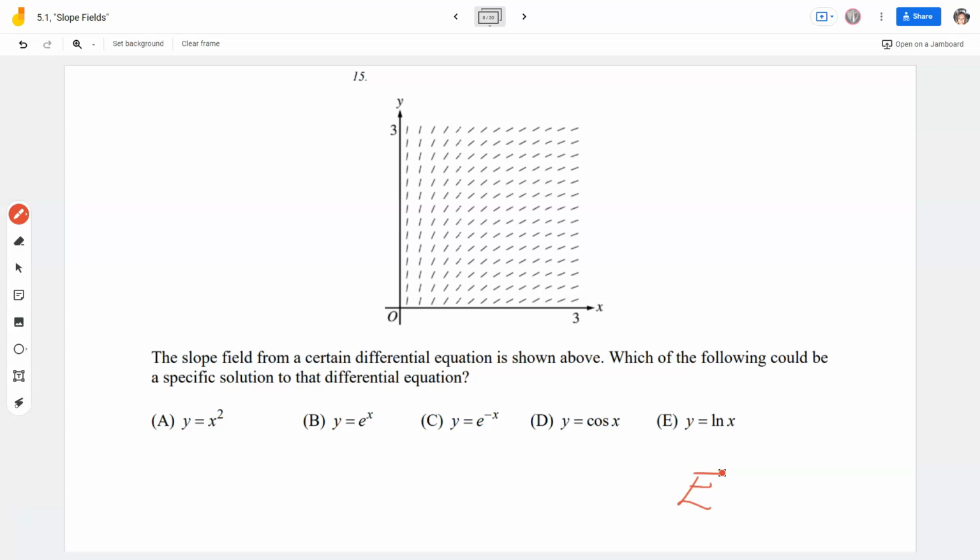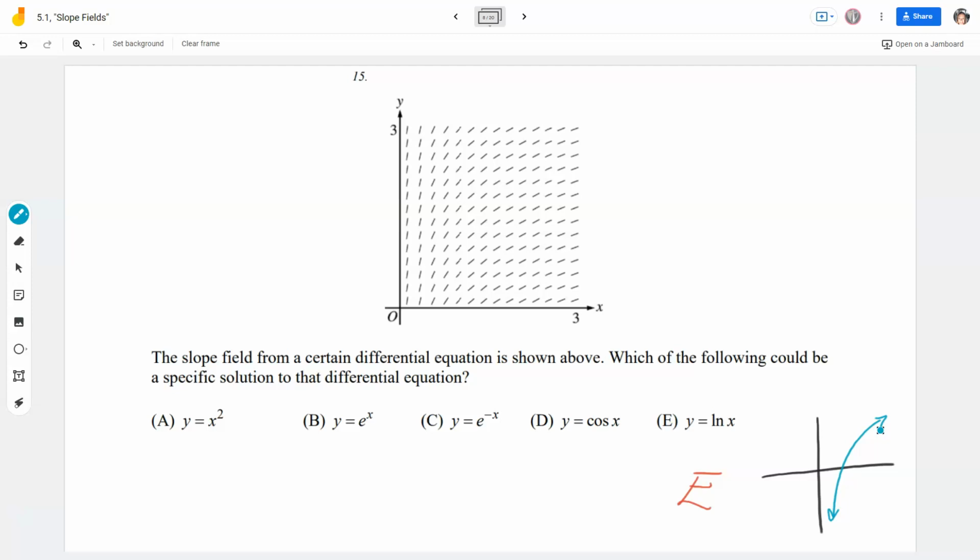Why did you go through that? Because the graph of ln looks like that pretty much. Pretty good, Vic. And what is a slope field meant to show us?